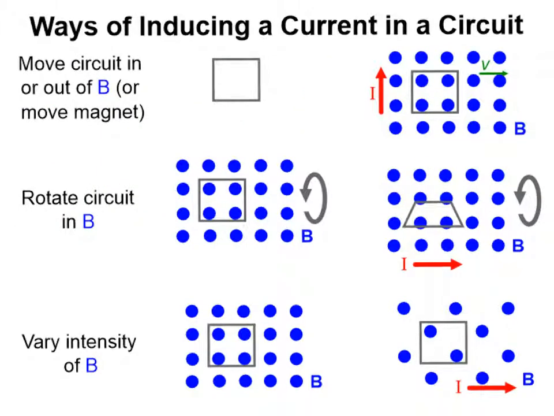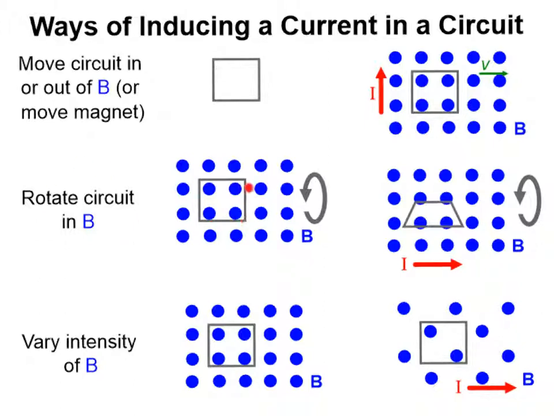So we've been talking about moving a circuit in or out of the magnetic field, and let's look at a couple other ways that we can induce current. This is what we've been talking about. When we have our circuit, our loop here, we can move it through that magnetic field to generate a current, but we can also rotate our circuit.